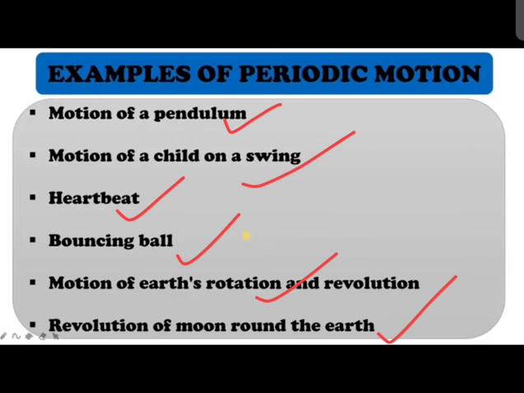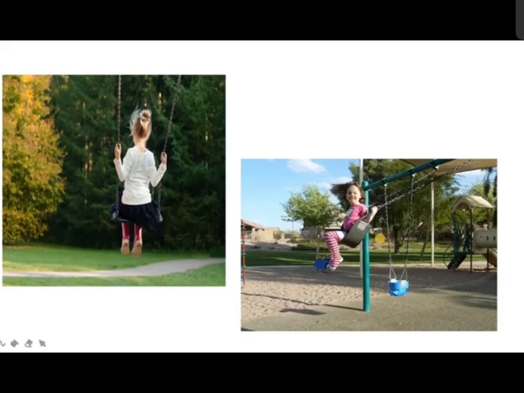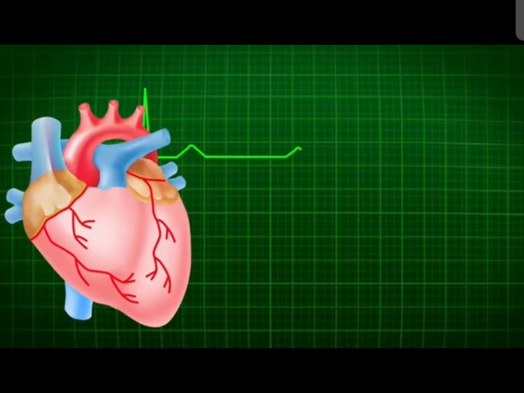You can see here also this pendulum has periodic motion because it repeats its motion after regular intervals of time. This child on a swing has periodic motion. The heartbeat of a healthy person also repeats after regular intervals of time, so it also has periodic motion. So all these are examples of periodic motion.